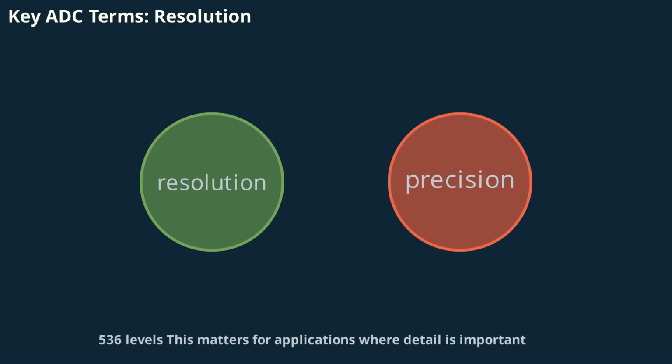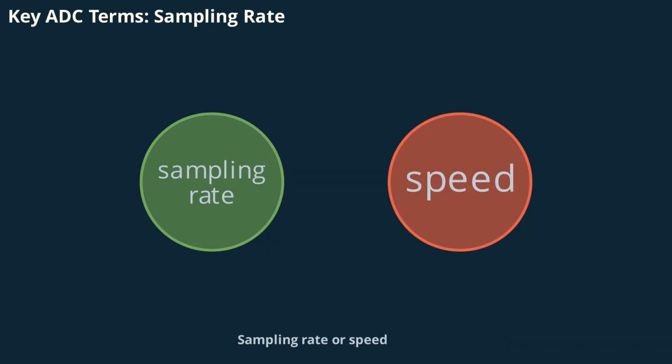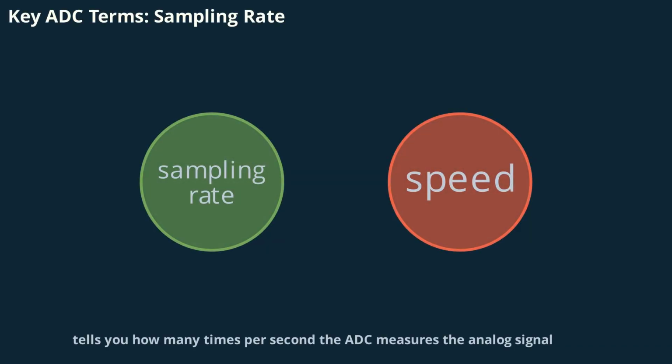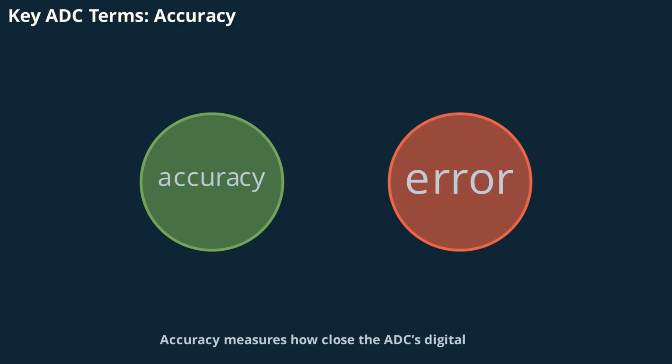This matters for applications where detail is important. Sampling rate or speed tells you how many times per second the ADC measures the analog signal. It's measured in samples per second (SPS) or Hertz (Hz). Higher sampling rates are needed for fast-changing signals like audio or video, while slower rates are fine for things like temperature sensors. Accuracy measures how close the ADC's digital output is to the actual analog input.